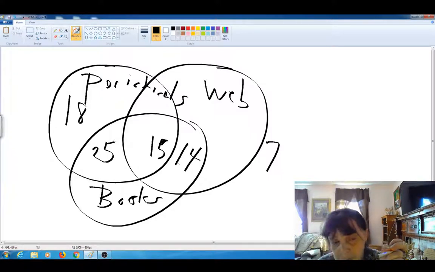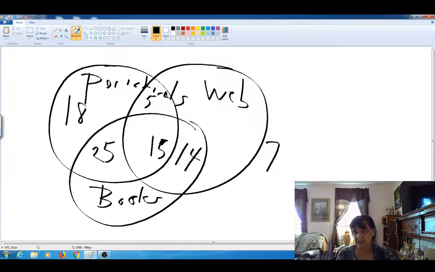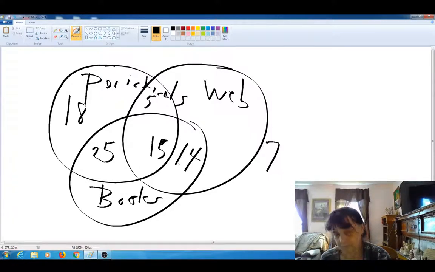$20 use web and periodicals. So 5 use web and periodicals only, since 20 minus 15 is 5. Now, there were 100 students in the library, right? 100 altogether. So we could find out how many use only the web.